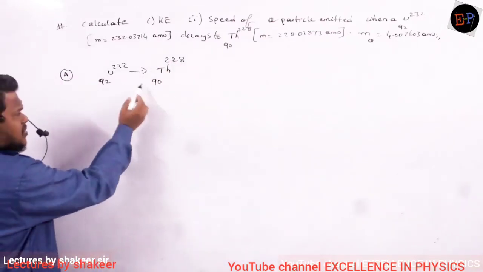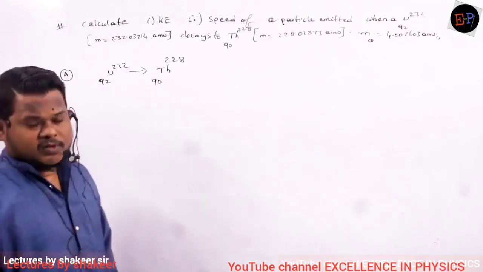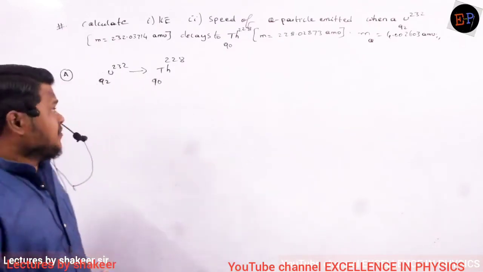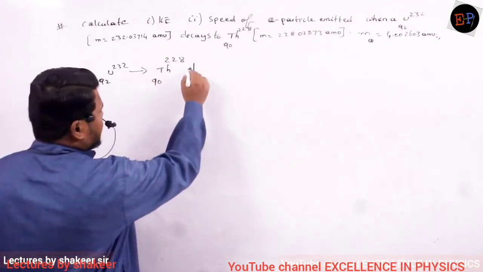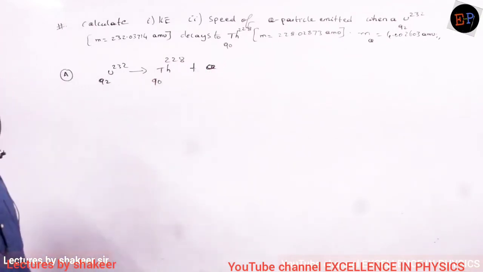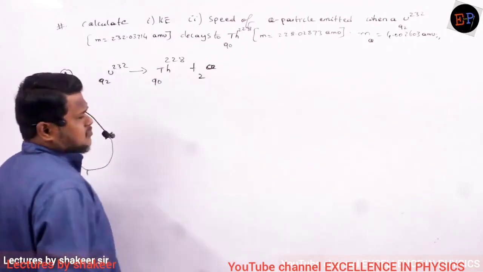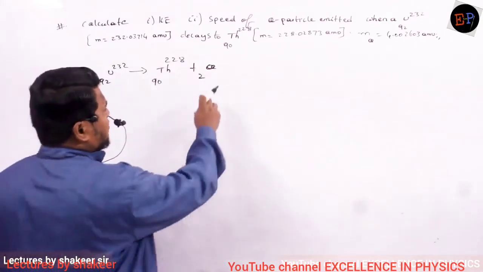What is happening to the proton number? The proton number decreased by a factor of 2. What happened to the mass number? The mass number reduced by 4. It means definitely an alpha particle would have been released, because the proton number or the charge of an alpha particle is 2, and what is its mass number?